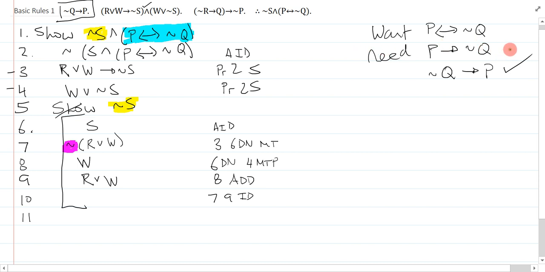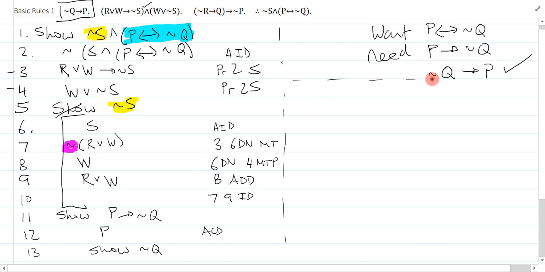So all I really need to do is hunt down this. And if I need it and I want it, I just show it. I show P arrow not Q. On line 12, I start with a conditional derivation, so that's assume CD, and then on line 13 I'll write show not Q.